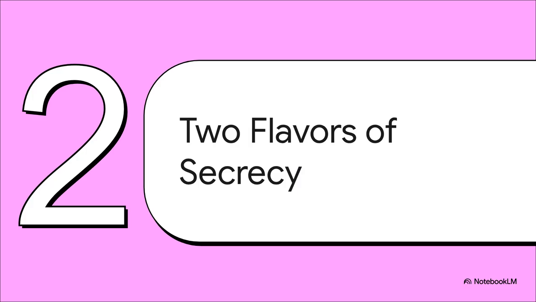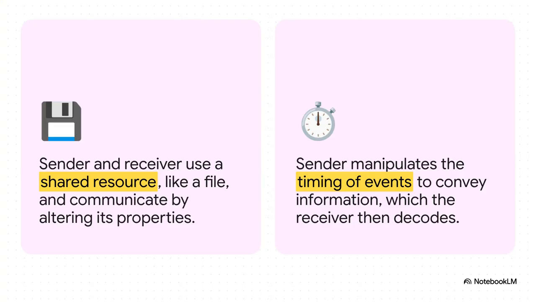Now, what's really fascinating here is that if you actually wanted to build one of these channels, you've basically got two main methods to choose from. You can think of them as two different flavors of digital spycraft. So on one hand, you have what are called storage-based channels. This is where you and your contact have access to the same shared digital space, maybe a file on a server somewhere. The sender then encodes a message by making tiny, almost unnoticeable changes to that file.